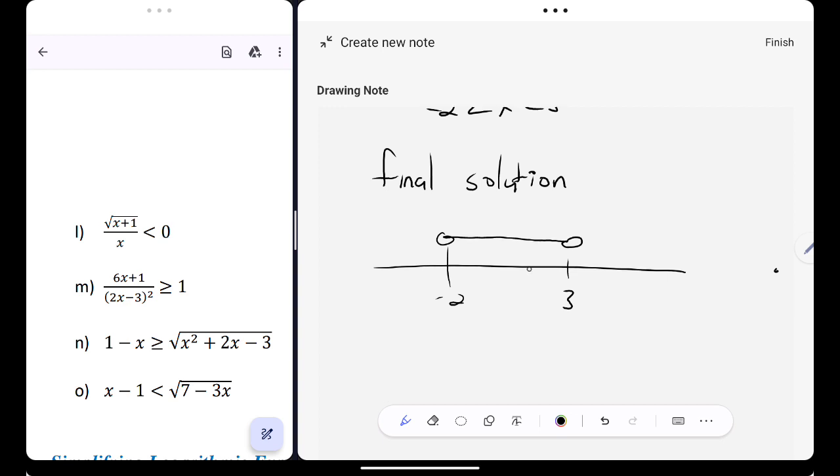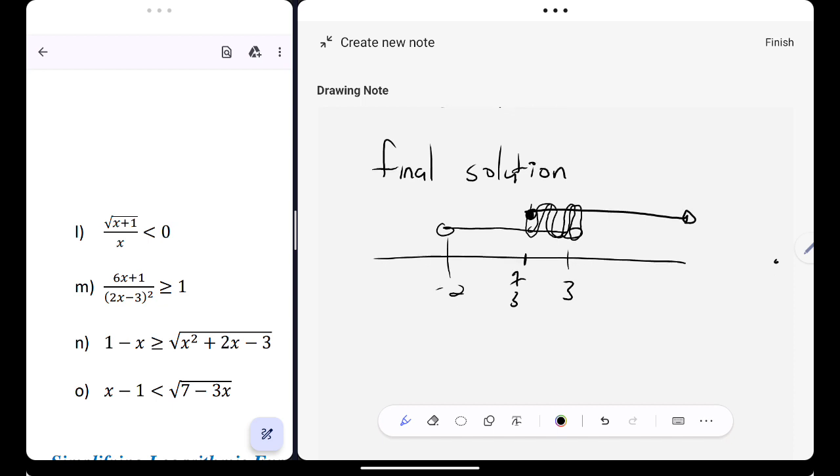7 over 3 is a number that is here, a number that is just below 3. Greater or equal to 7 over 3, like this. So this is where I find my solution, where I can see the most number of lines overlapping. So I can say x is between 7 over 3 and 3, but the 7 over 3 is included.